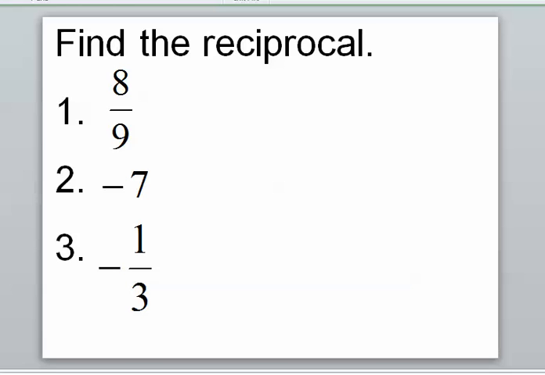So find the reciprocal of 8 over 9. The reciprocal of 8 over 9 is 9 over 8. If you want to find the reciprocal of negative 7, you'd say, well, this is negative 7 over 1, so that's actually negative 1 over 7. And this reciprocal, if you flip-flop that, you get negative 3 over 1, or you can just write negative 3.